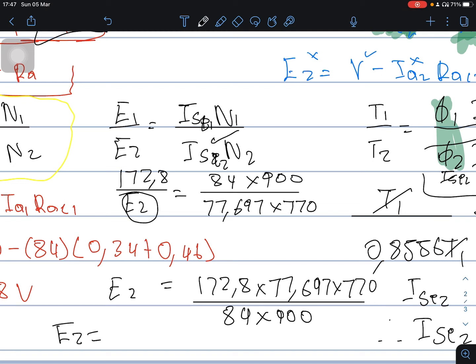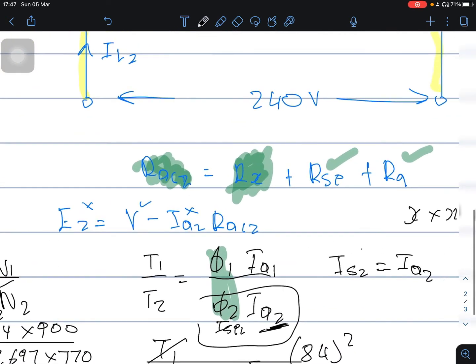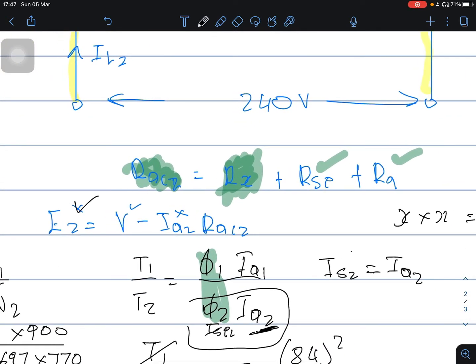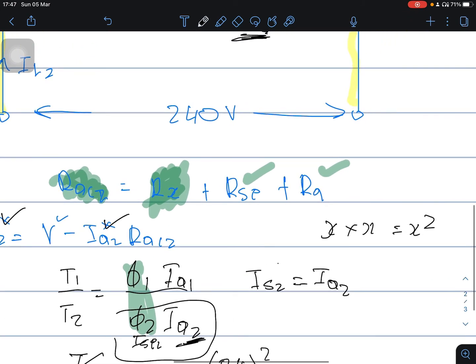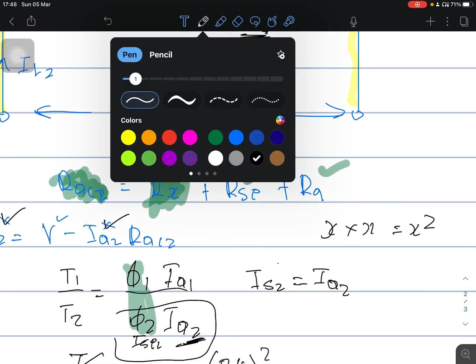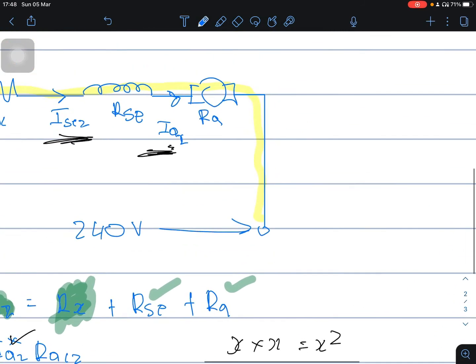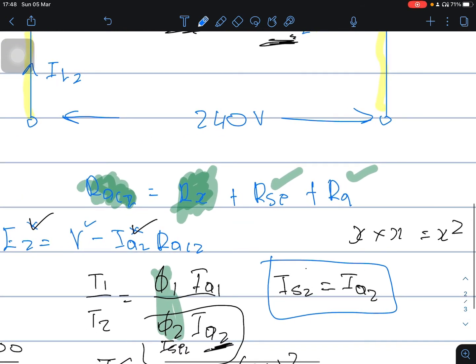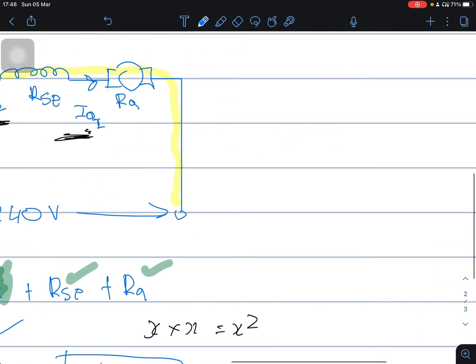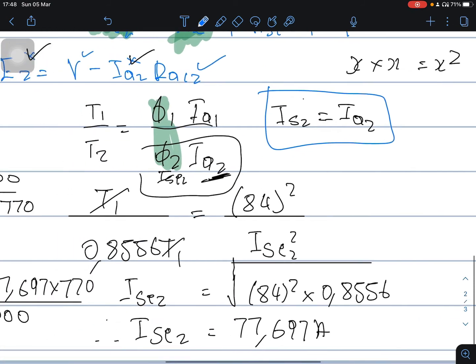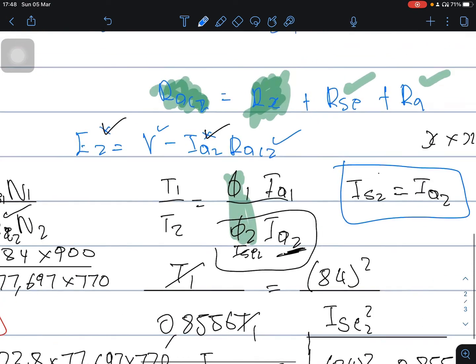That is going to give us 136,747 volts. We have calculated E2, and we have calculated I armature 2, because they are the same as I series 2. Okay, now we can calculate RAC2. So let us substitute.